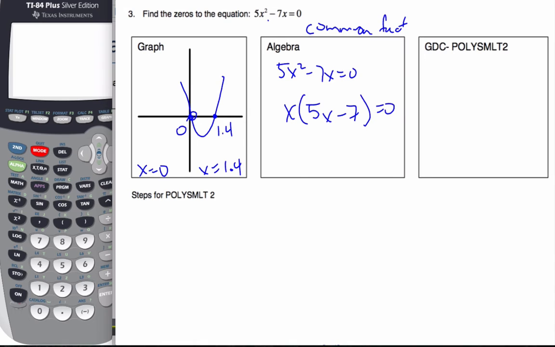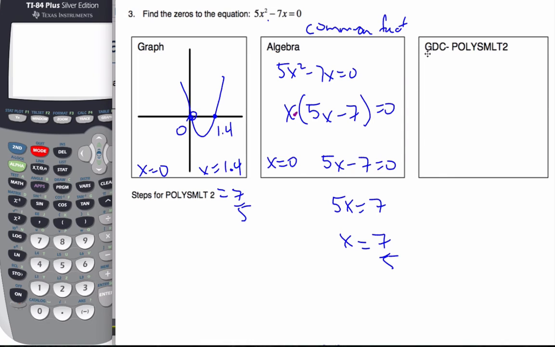And now, I have the null factor law here. It says x times this number is 0. Well, the only way that can happen is if x is 0 or 5x minus 7 is 0. Solving for x here, I add the 7, so 5x is equal to 7, and I divide by the 5, and I get 7 over 5. 7 over 5 is the same as 1.4.